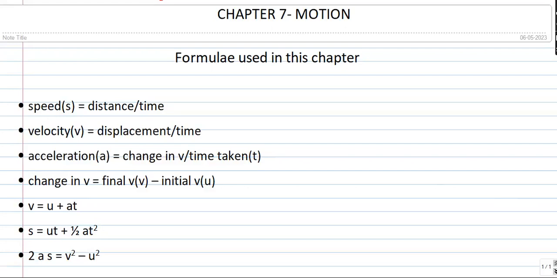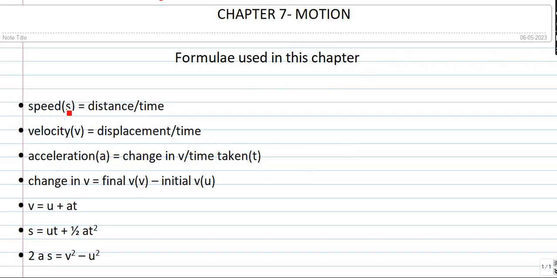In this, we will see the first lesson of physics of standard 9, chapter 7, motion. I will give the solutions for the sums given in the book. As we see, the chapter is motion, and here I have given the formulas used in this chapter.